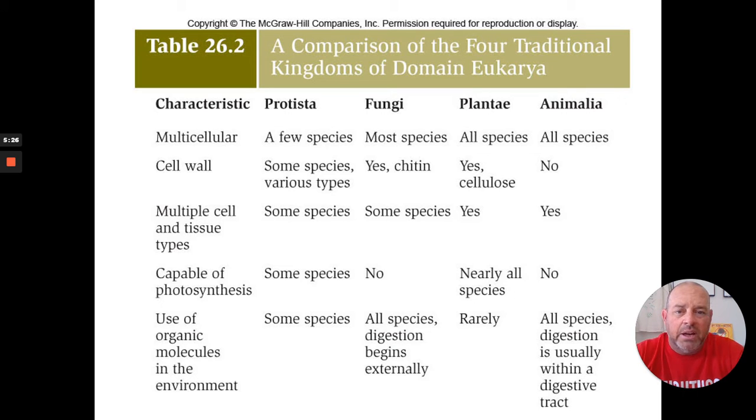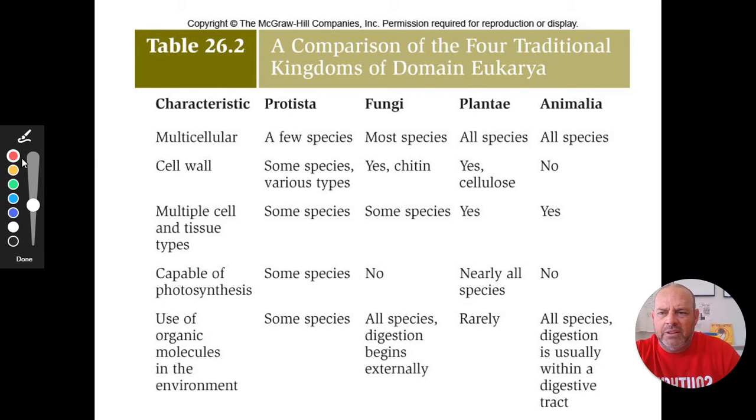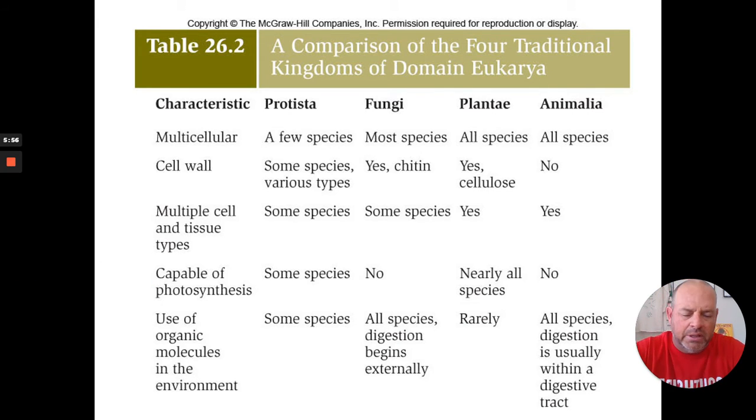Another table comparing the kingdoms. So the protists, the fungi, the plants, the animals. Again, how do we separate these guys? Well, it's based on some pretty typical characteristics. Unicellular or multicellular? Does it have a cell wall? If so, what's it made of? You guys should know that from our biochem chapter. What sort of cell and tissue types do we have? Can it photosynthesize? What's the organic molecule situation? So again, nothing I'm going to make you memorize, but just an interesting thing to check out and how they separate the kingdoms.